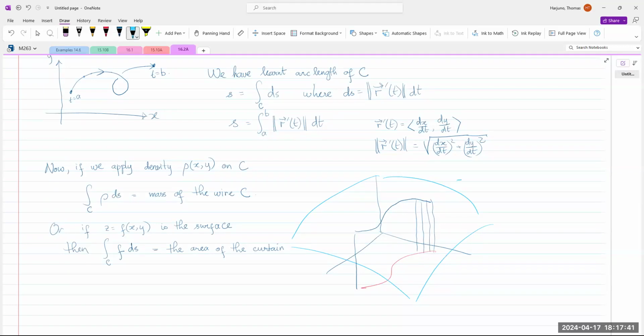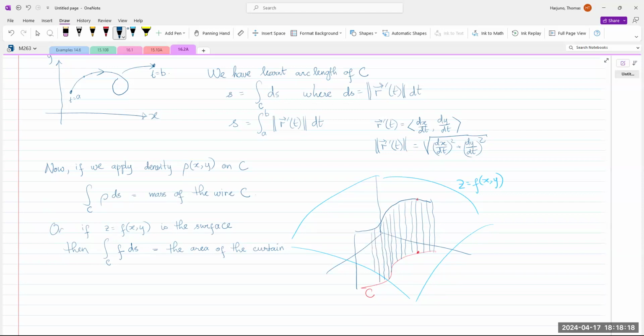So this is our z equals f(x,y), right? This is the curve C in the domain on the xy plane, right? For every point on C that you choose, there's a height associated to it. Now if you integrate f ds, what you get is actually the area of this curtain, like when you take a shower and look at your curtain.